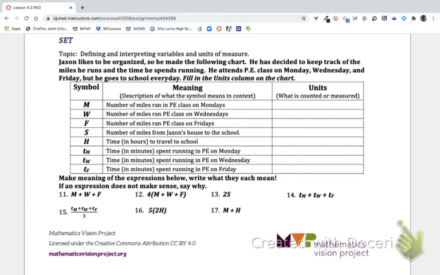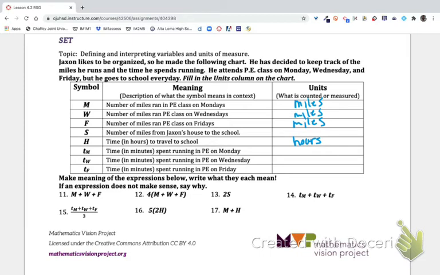So M, W, and F. Number of miles ran in PE class on Mondays, Wednesdays, Fridays. Well, the units would be miles. Because if I say that M equals 15, that means that you ran 15 miles. That's a lot of miles. And then I also am going to need H for the ones that I'm working through here. So time in hours to travel to school. So it's hours.